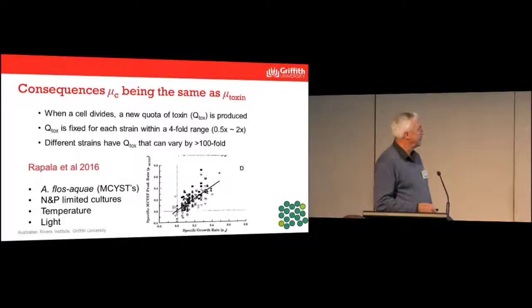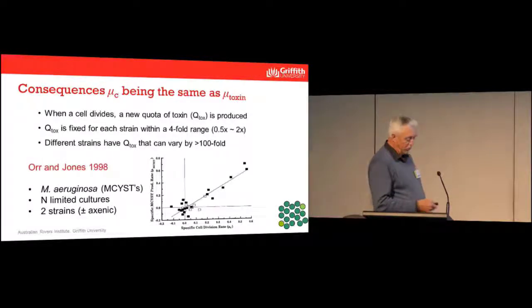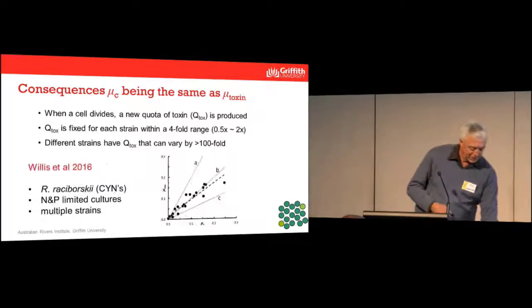Again, for Anabaena flos-aquae, N and P limited cultures, temperature and light, the relationship's not quite so strong, but it's still there. For Microcystis aeruginosa, this is the data I put up before, we used 2 strains, an axenic and a non-axenic strain. Again, a 1-to-1 correlation between the cell division rate and the microcystin production rate.